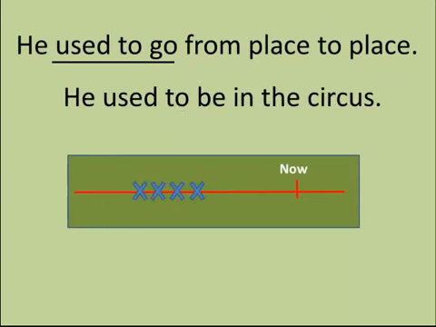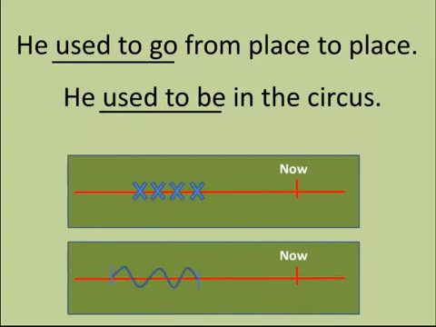The other thing we've got in there is he used to be in the circus. Now, is this something that happened many times? No. Is it a longer action? Yes. Is it true now? No. So he used to be in the circus. It's a longer action that happened in the past. It's not true now. So we use used to for habits and longer actions in the past that don't happen now.